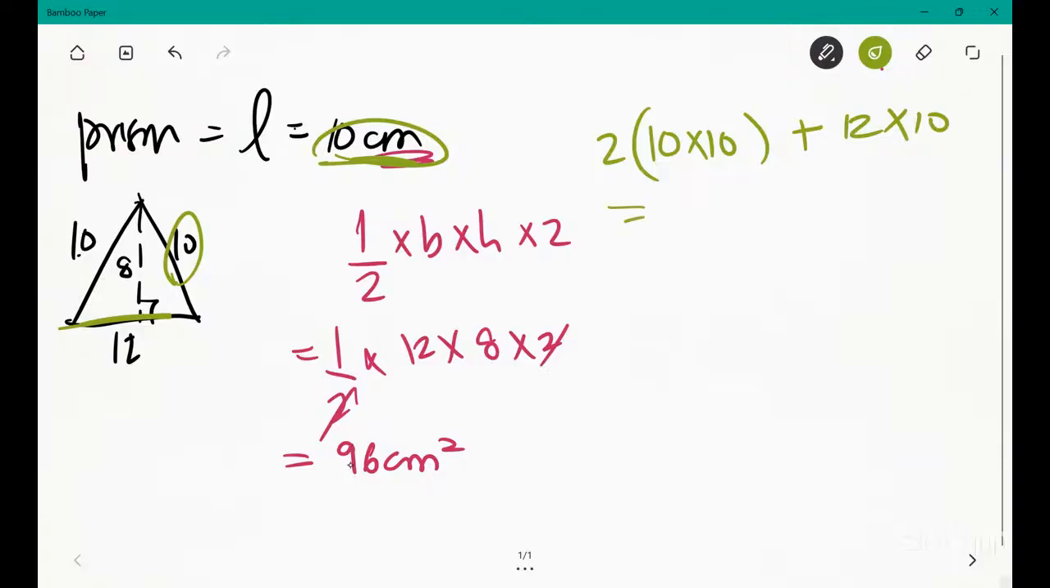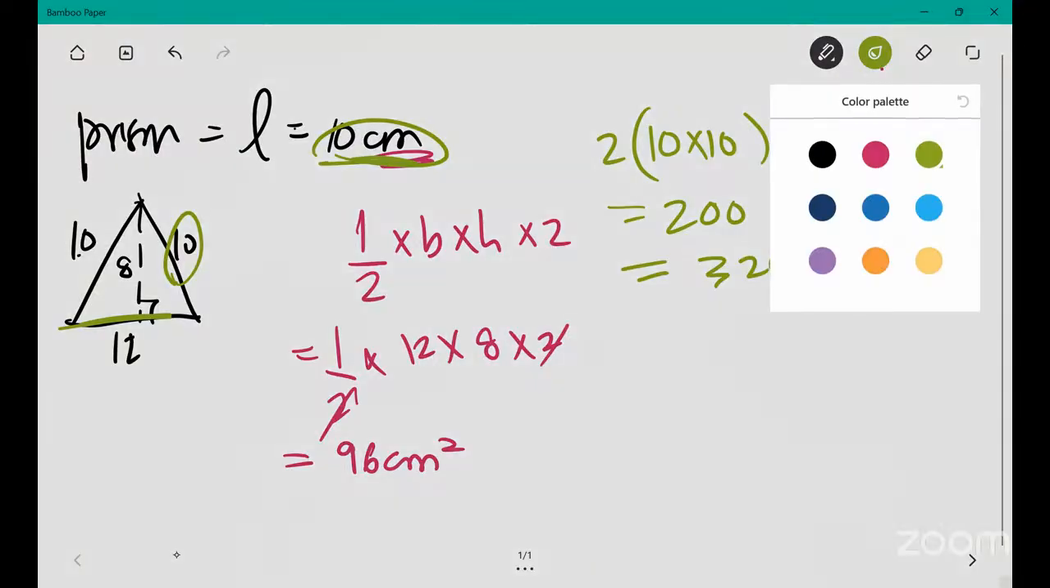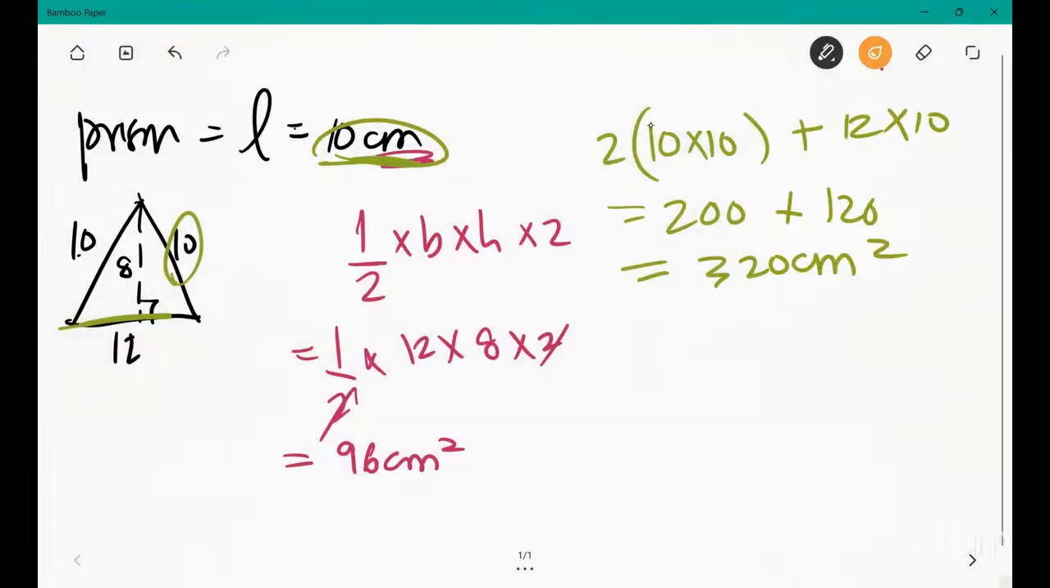So 10 into 10 is 100. 100 into 2 is 200. 12 into 10, 120. So then here you have 320. Again, don't forget the unit. 320 centimeters square. So now you have the area of the rectangle separately and the triangle separately. So then add both. 320 plus 96 is equal to 416 centimeters square. The final answer, especially don't forget the units. That's very important. Did you all understand how this question might come?